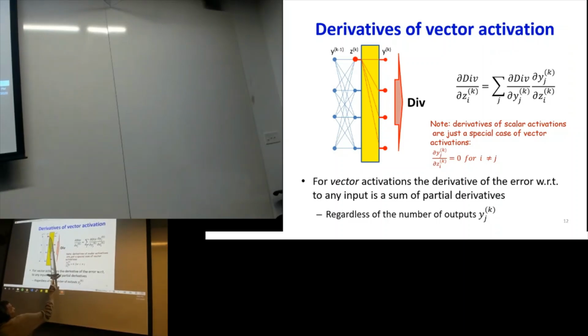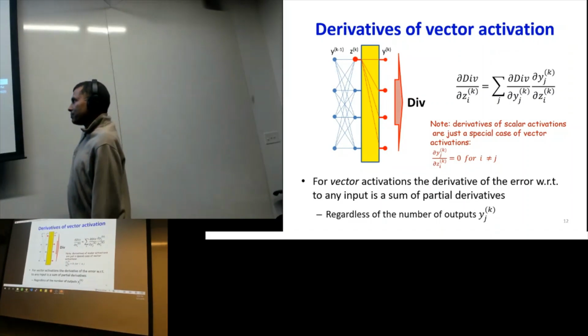So this path, this path, this path, and this path. To compute the derivative of the divergence with respect to z, I have to sum over all of these y's. Over all the y's, I have to add up the derivative over the individual parts of the divergence with respect to z. So this is the sum over all y's of the derivative of the divergence with respect to the corresponding yi, times the derivative of y with respect to z. So this is your derivative rule when you have a vector activation.